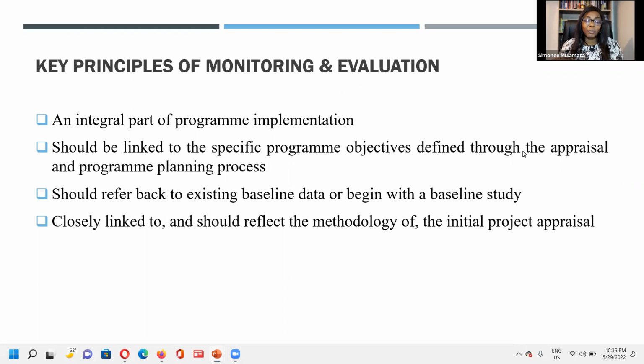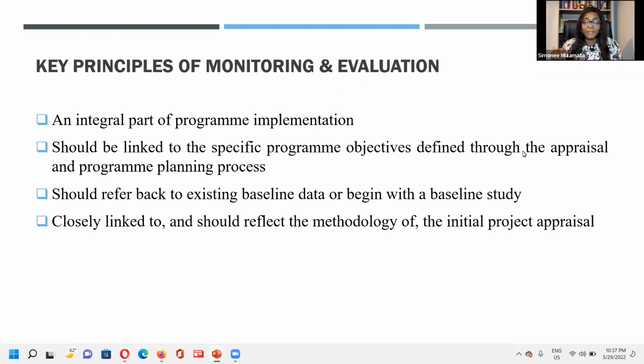And it should be linked to the specific program objectives defined through the appraisal process and the program planning process. What am I telling you? When your project started or the particular program started, there was an appraisal process and there was a program planning process. So your monitoring and evaluation is always aligned with the very specific objectives of the project that you are working on, the institution that you are working on, the government sector that you are working in, or whatever NGO sector you are running, or your own business as well.